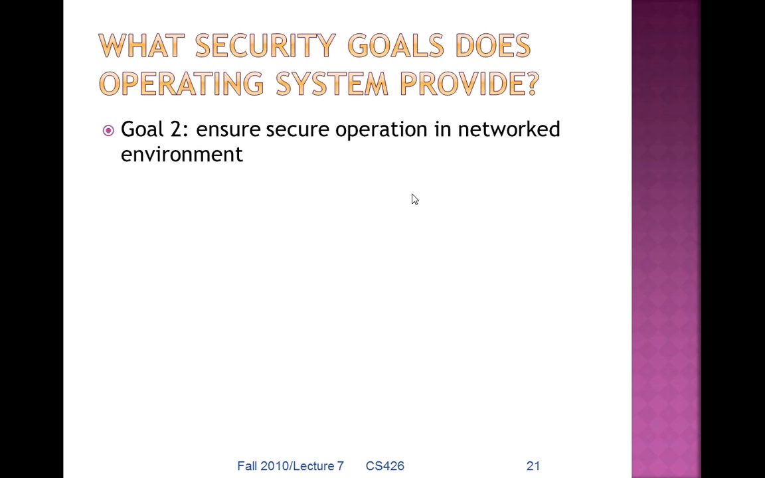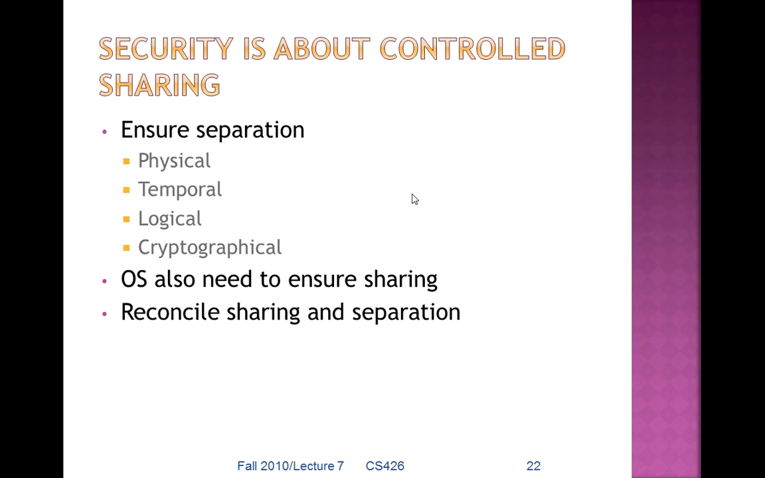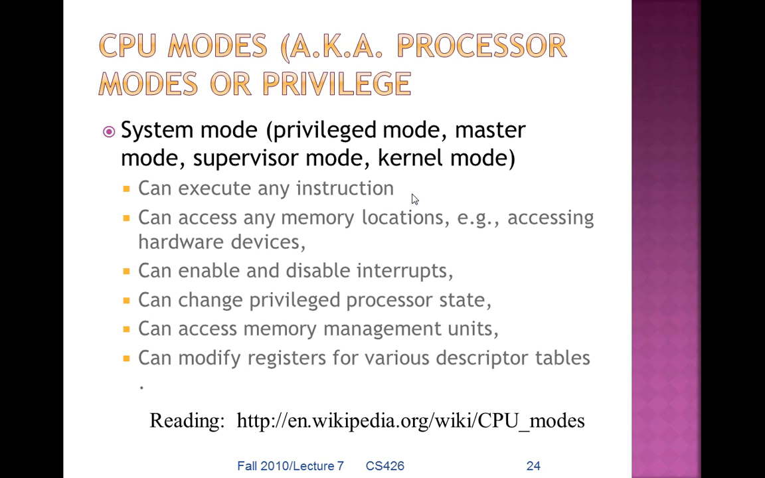Goal 2 is to ensure secure operation. First one is your secure network, that is, secure operation in a network environment. Security is about controlled sharing that ensures separation between physical, temporal, logical, cryptographical. Then access control to the memory.